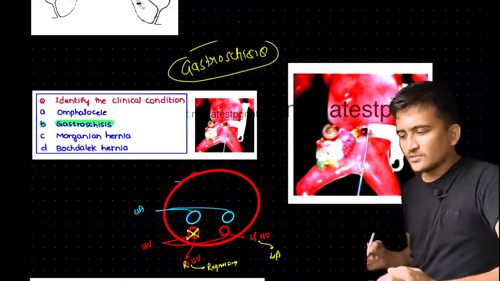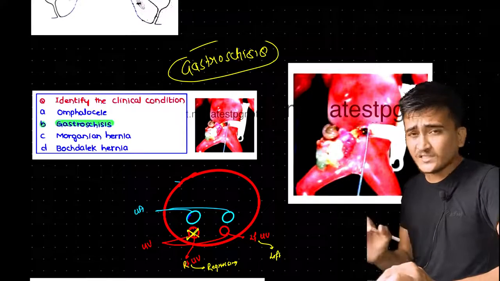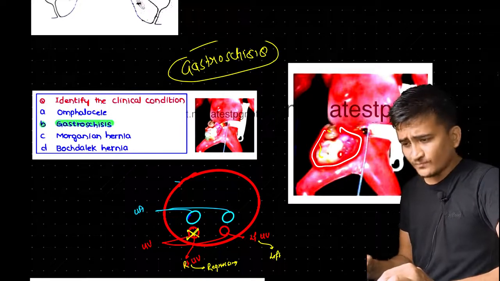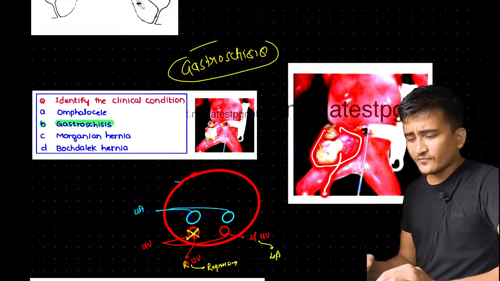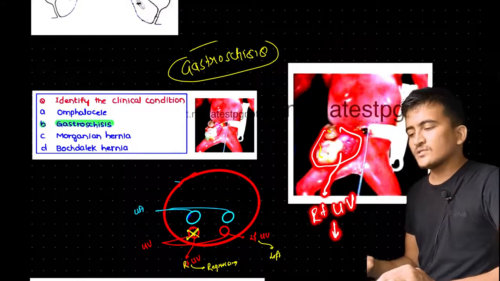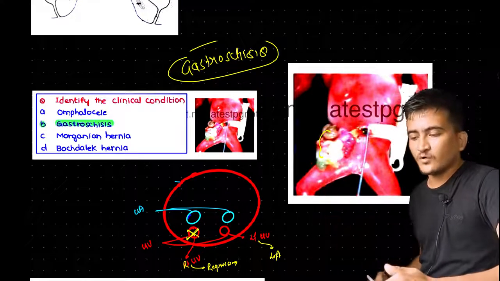Simply, what is gastroschisis? Some part of the intestine will come out of a weak spot, because of regression of what? The right umbilical vein, and that condition is called our gastroschisis.